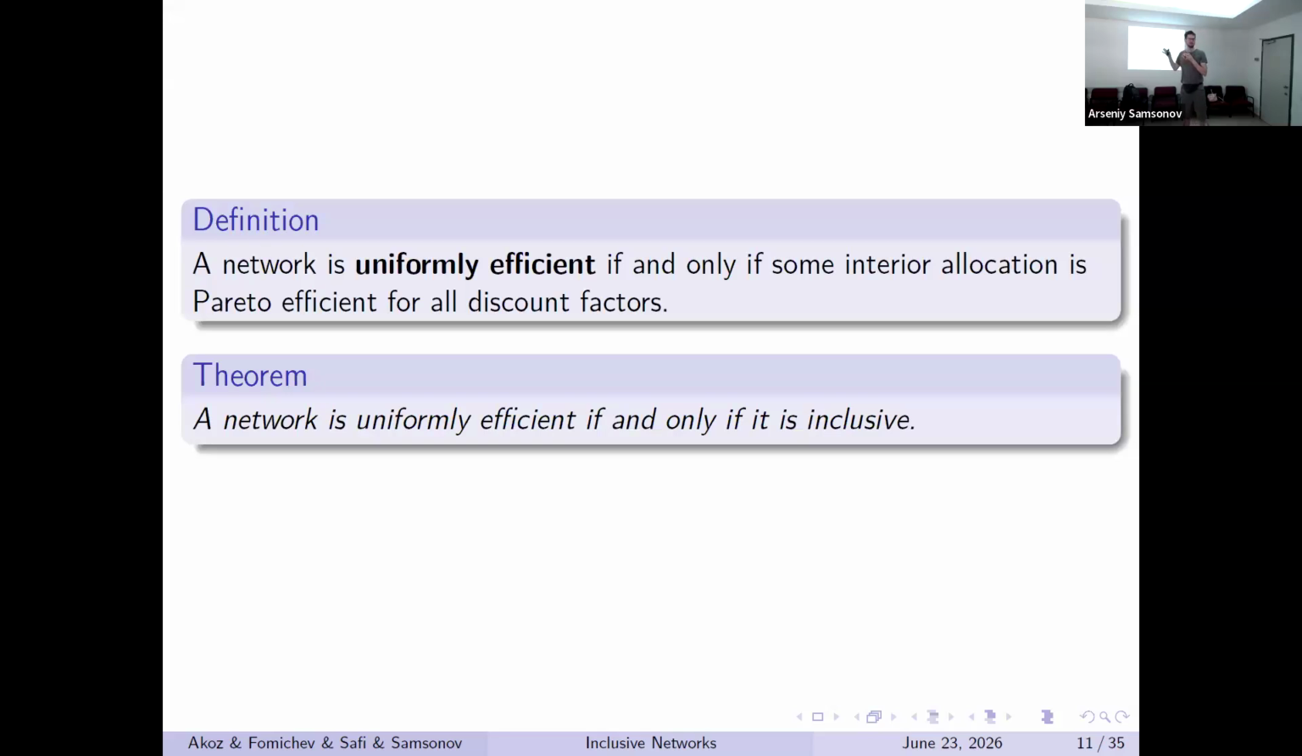So another definition, a new definition that's ours. We call a network uniformly efficient if every interior allocation is Pareto efficient. By interior we mean that for every person, her allocation xi is strictly positive. So interior, nobody gets zero. Nobody gets zero, yes.